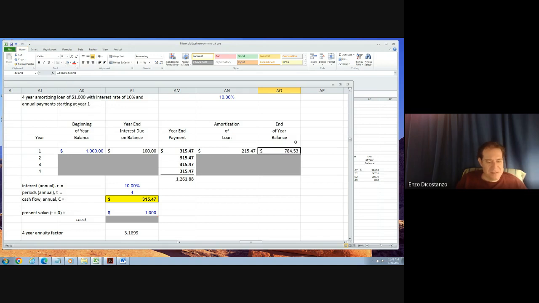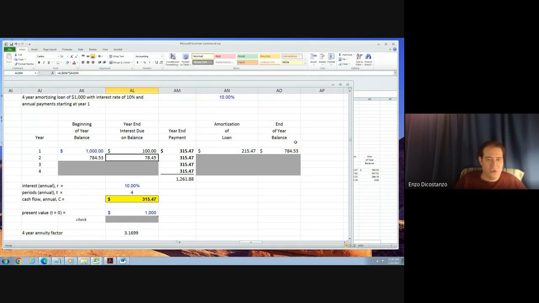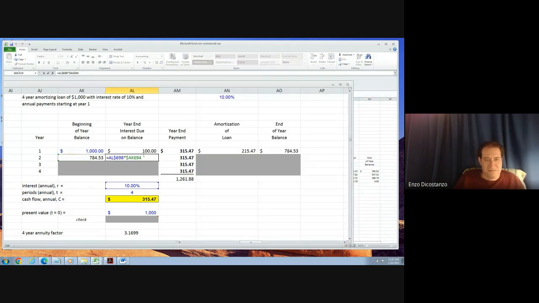See the difference from the previous problem? You get $1,000 principal or capital. You owed 100 on that. You paid 315. Of the 315, 100 covered the interest, then 215 wrote down the principal. So the next balance is 784, and your next interest is no longer $100. It's $78 in interest, because that's your new principal, since you paid down 215.